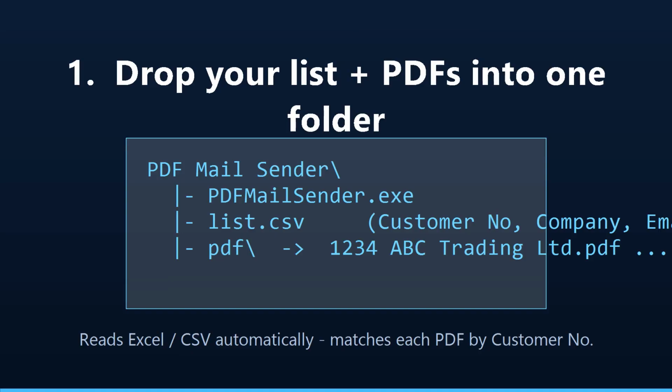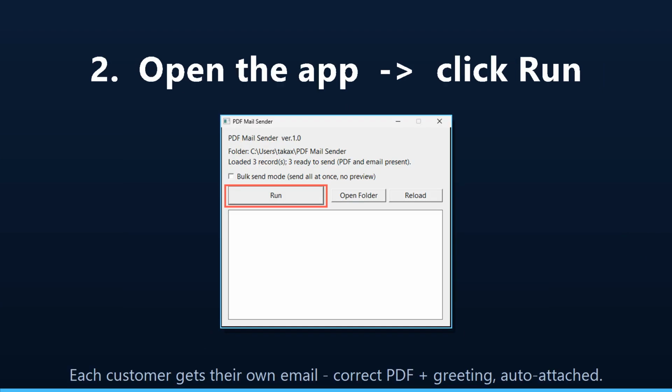Just drop your customer list and your PDF files into one folder. It reads your Excel or CSV automatically, and matches each PDF to the right customer by their number. Open the app, and it instantly shows how many emails are ready to go. Click Run, and every customer gets their own email, with the correct PDF attached and a personalized greeting added automatically.